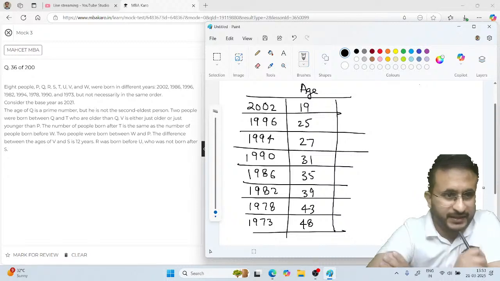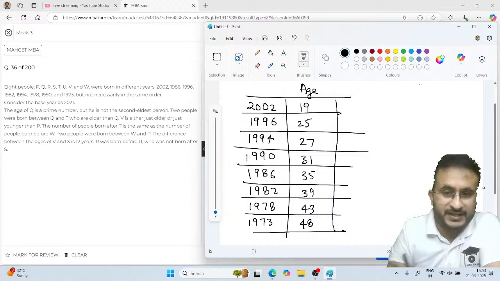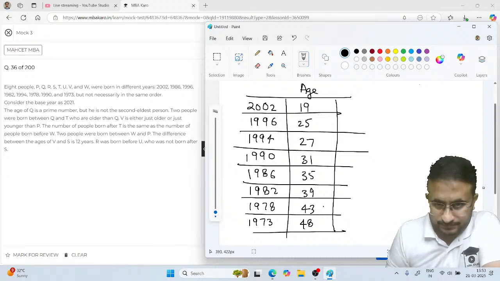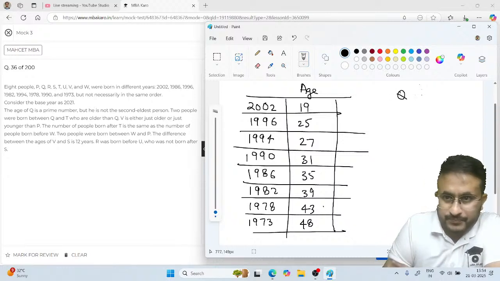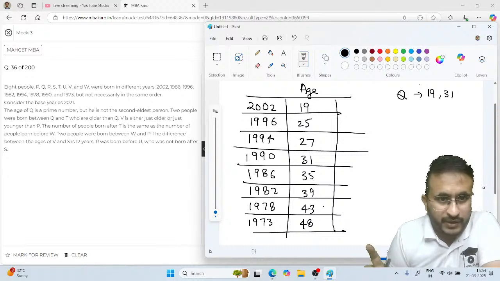It's saying that the age of Q is a prime number, but he is not the second eldest person. Second eldest means 43. So Q can be 19 or 31, right? Two people were born between Q and T who are older than Q.